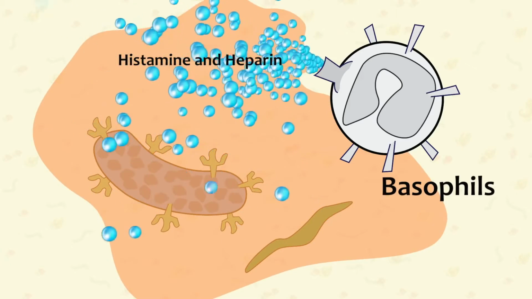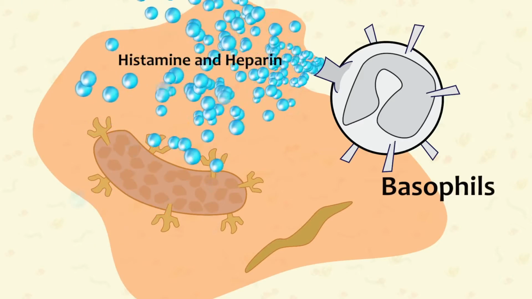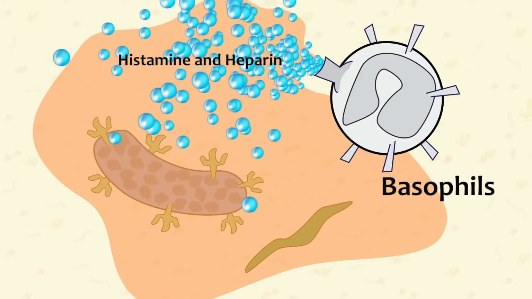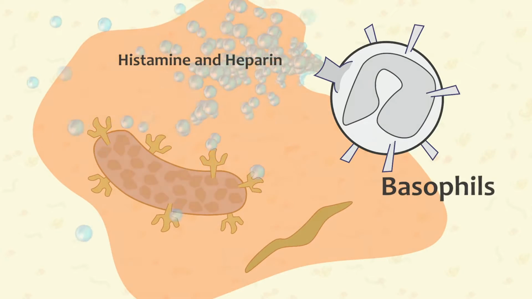Basophils are not antigen-specific, meaning they don't have to determine what the invading substance is before taking action. They spring into action anytime a foreign substance is detected.